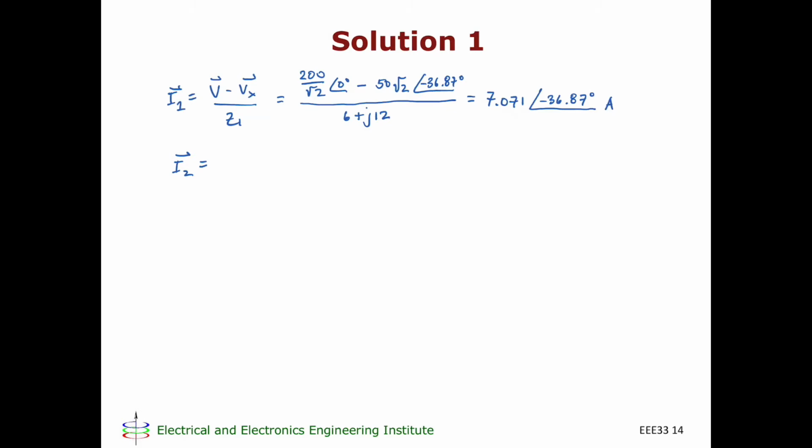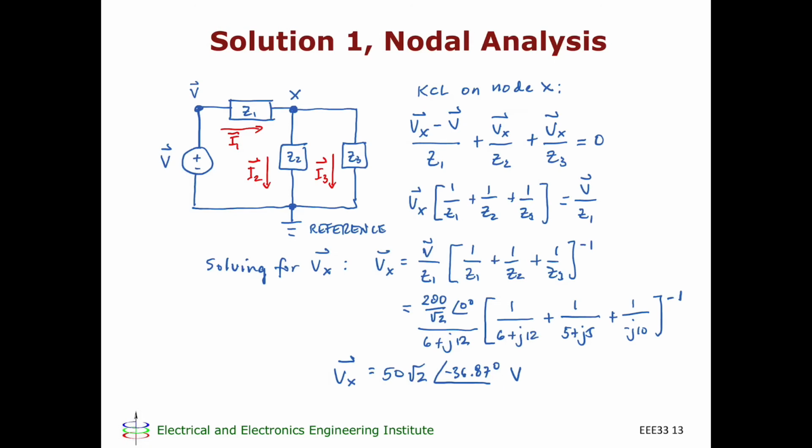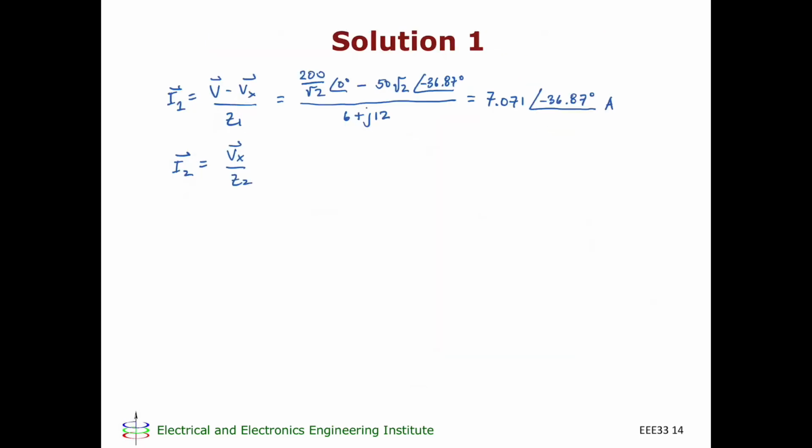I2 now would just be Vx over Z2. I2 is this voltage divided by this impedance, which, again, just keying that into your calculator, you're going to get 10 at an angle minus 81.87 degrees. Finally, I3 is Vx over Z3, which is going to be 7.071 at an angle 53.13 degrees. This is amperes.